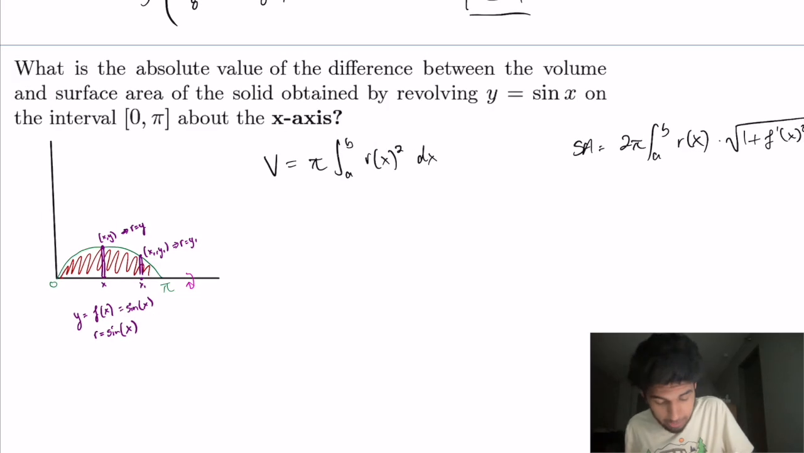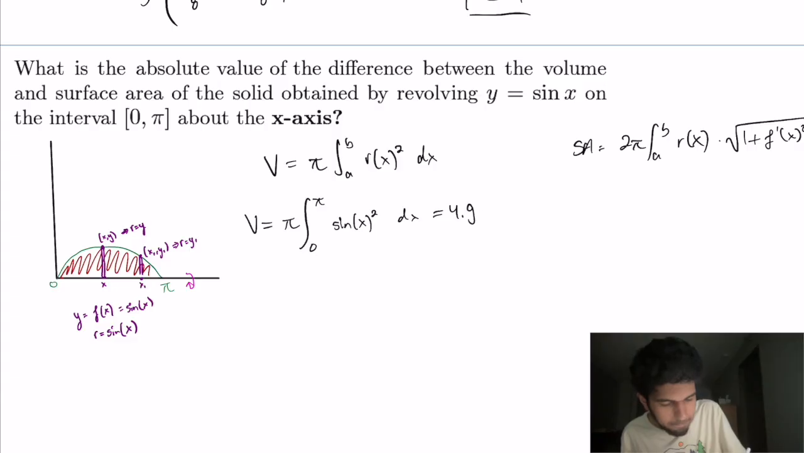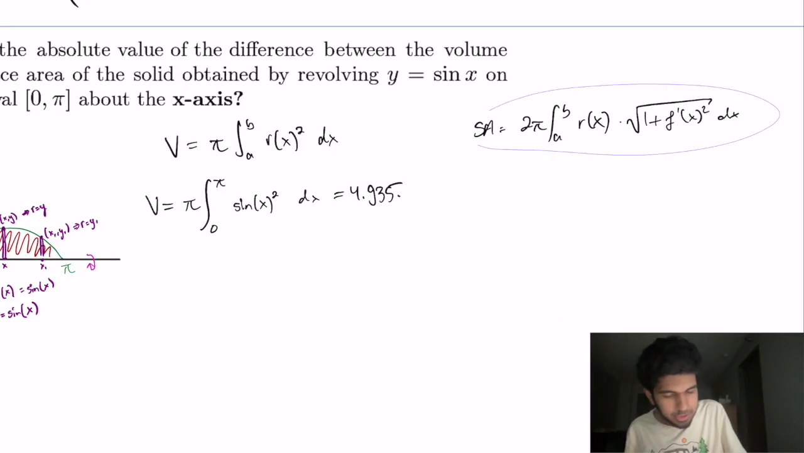So now we can solve our volume. Volume equals pi. Our bounds go from 0 to pi. R of x is sine of x squared dx. And for this, this is actually a hard integral to solve by hand, and I don't think we have the ability to with what we've learned thus far. But maybe you are able to solve this. If so, go for it. You can just plug this into a calculator for now, and I believe this is 4.935. So that's our volume. Now let's do surface area.